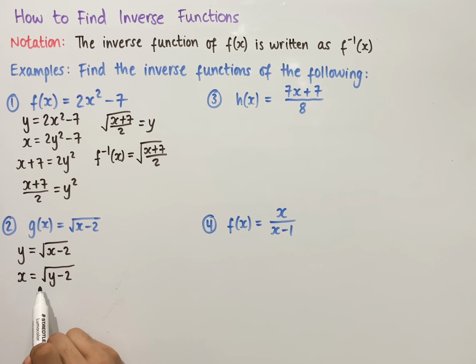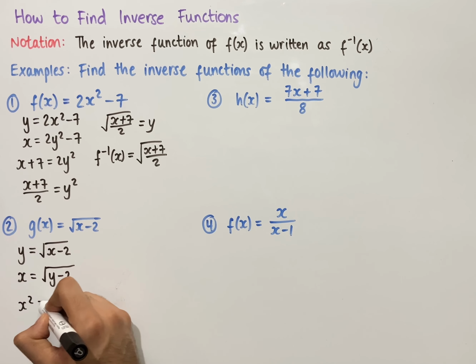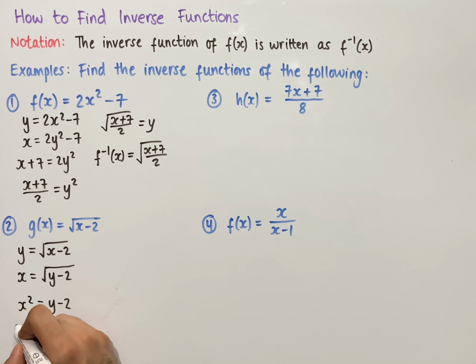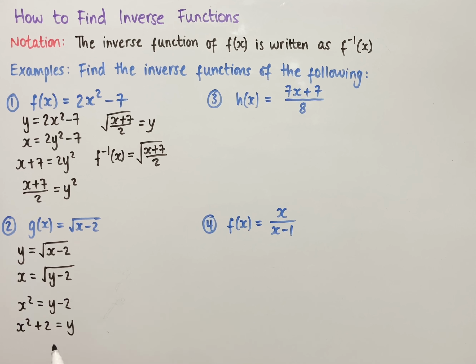So we can take the square on both sides, which gives us x squared equals y minus 2, and then add 2 to both sides, which gives us x squared plus 2 equals y. And since we've now rearranged for y, we can replace this with the inverse notation for g of x, which gives us g inverse of x equals x squared plus 2. And this is the inverse function of g of x.